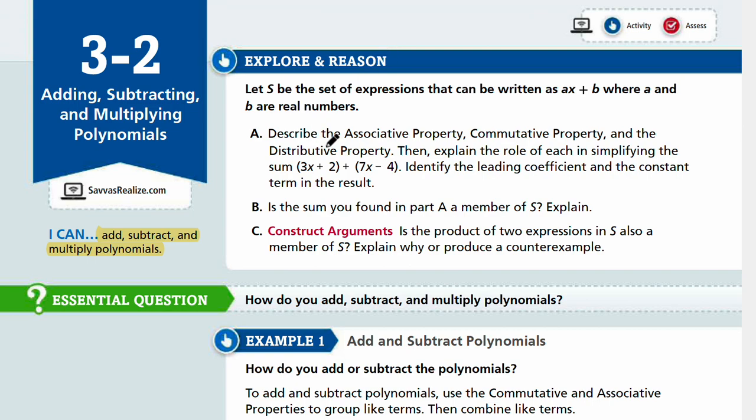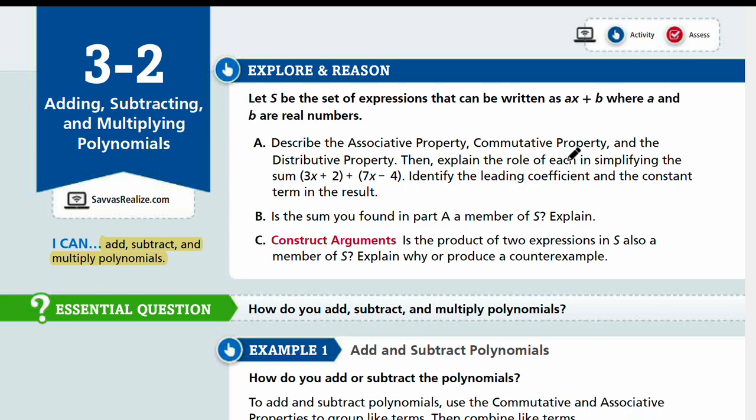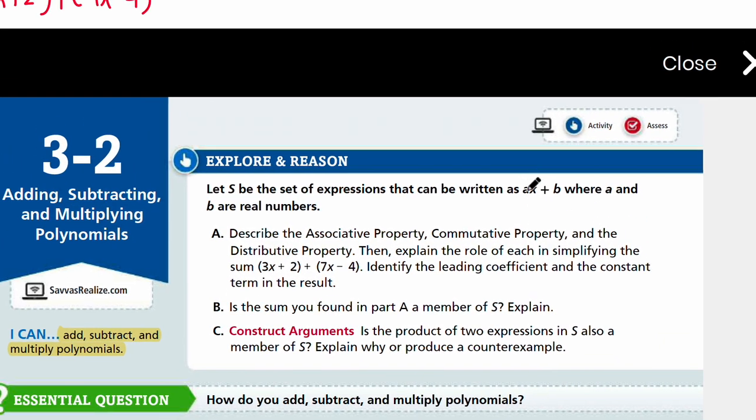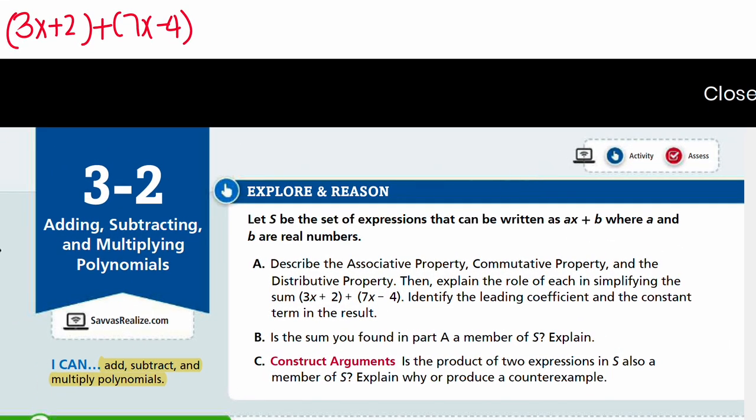So first of all, we want to describe these properties. Associative property is used to regroup the terms, and commutative property is used to move like terms next to each other, and then distributive property is used to combine like terms. Let's record that. I'm going to type up here, okay?